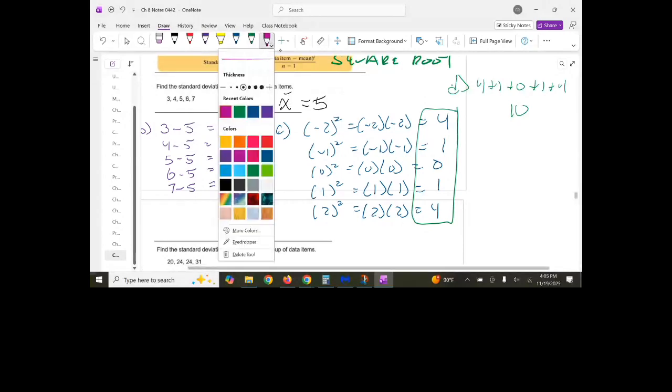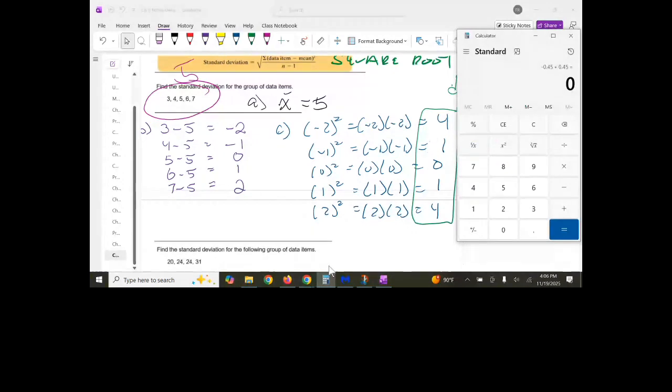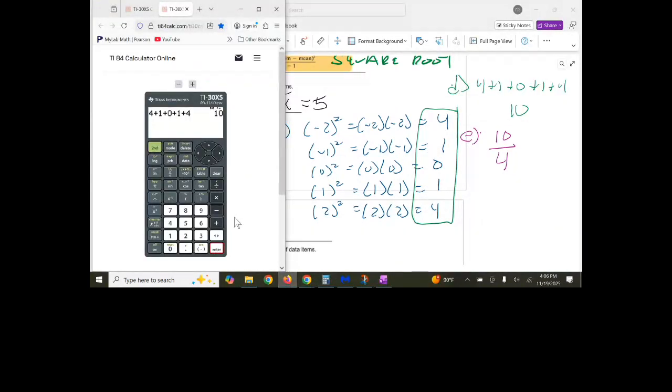All right. Y'all, part E. We're going to take the number 10 and we're going to divide by one less of the numbers that we had. So y'all, we had a total of 5 numbers here. We're going to actually divide it by 4. Okay. So I'm going to take the number 10. We're going to divide it by 4. Boom. We're going to hit equals. We got 2.5.